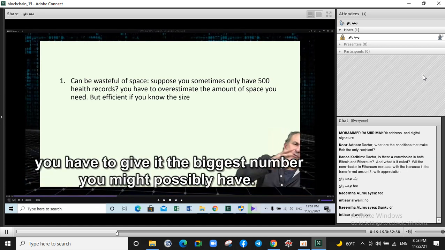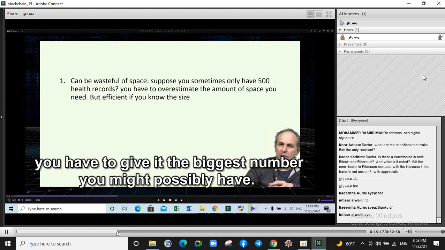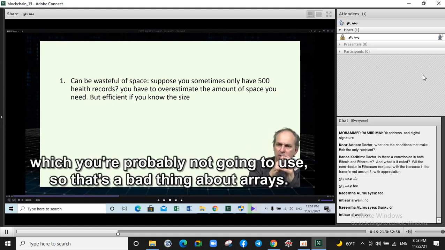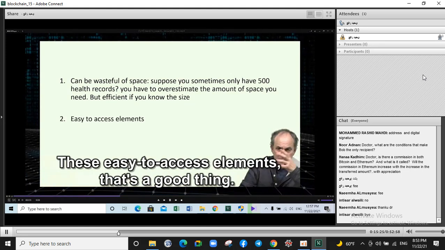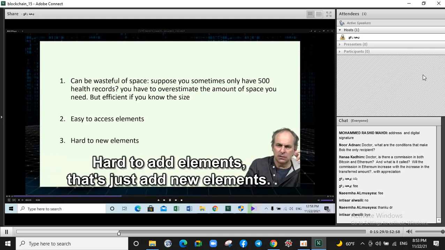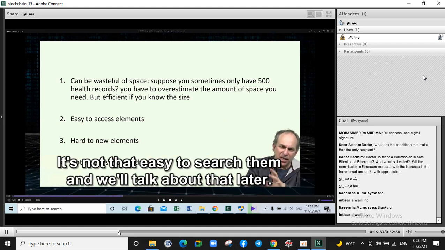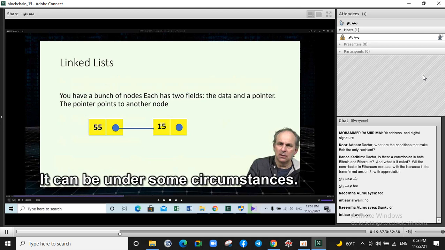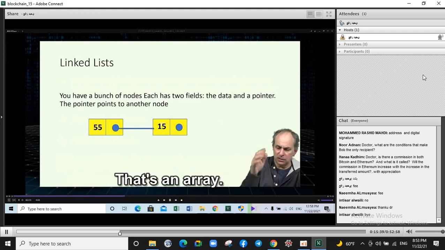You have to give it the biggest number you might possibly have. So you're going to have to ask it to put away a lot of memory, which you're probably not going to use. So that is a bad thing about arrays. It is easy to access elements. That's a good thing. Hard to add new elements. And not that easy to search, and we'll talk about that later. It can be under some circumstances. But that's an array.